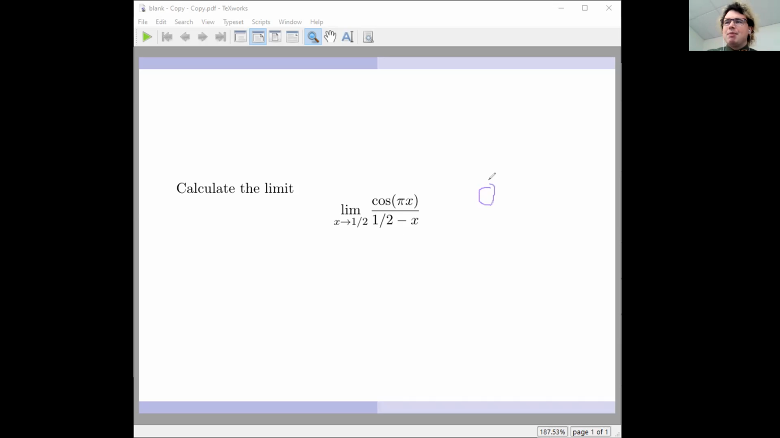Well, the numerator is going to be 0. Cosine of pi on 2 is 0. And the denominator is also going to be 0. So that's not going to work, right? I would have to have some other way of figuring out what number this limit should be, if it even is a number at all.